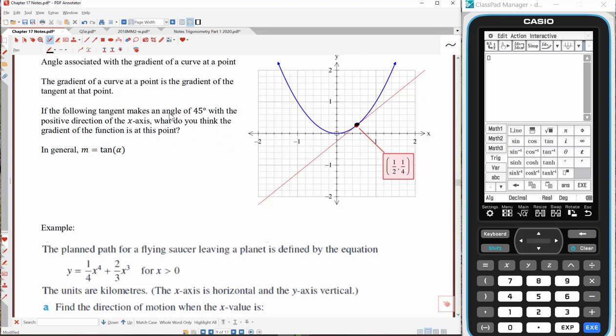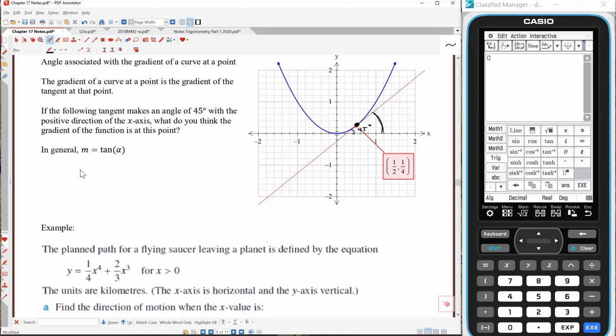So if the following tangent makes an angle of 45 degrees with the positive direction of the x-axis, what do you think the gradient of the function is at the point? If the angle this makes is 45 degrees with the positive direction of the x-axis, what do you think it will be?